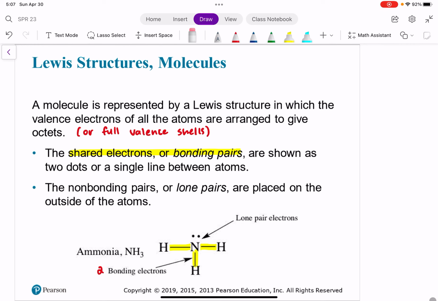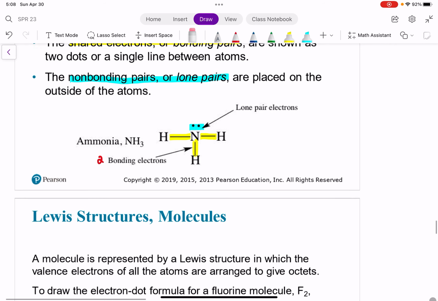Okay, and then there are also non-bonding pairs. So electrons that don't participate in bonding, those are called lone pairs or non-bonding pairs. And I'm going to show those in blue. And what we do with those is we just keep them on the outside of the atoms.